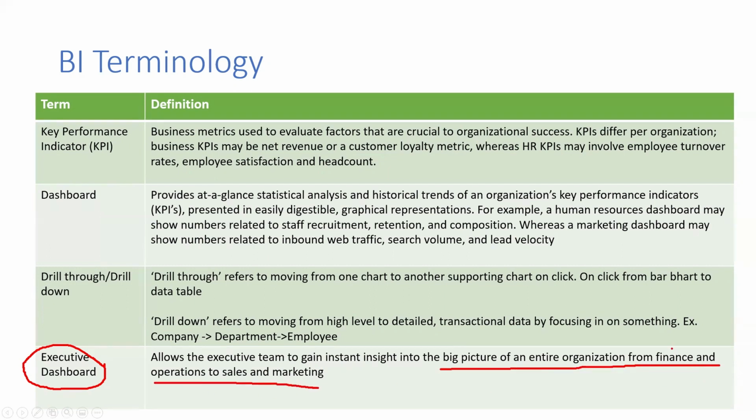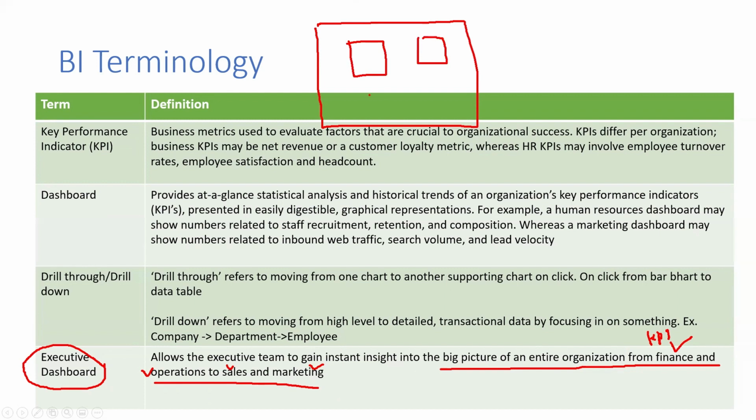Now, a finance team can have their own dashboard. Operations team can have their own dashboard. Sales and marketing team can have their own dashboards. But an executive dashboard is going to pull key performance indicators from finance, operations, sales, and marketing and create one dashboard out of it. So let's say you get 4 charts in the executive dashboard. One is coming from your finance KPI, one from your operations, one from sales and marketing. It's very high level. It doesn't go into the details, but you have drill through.